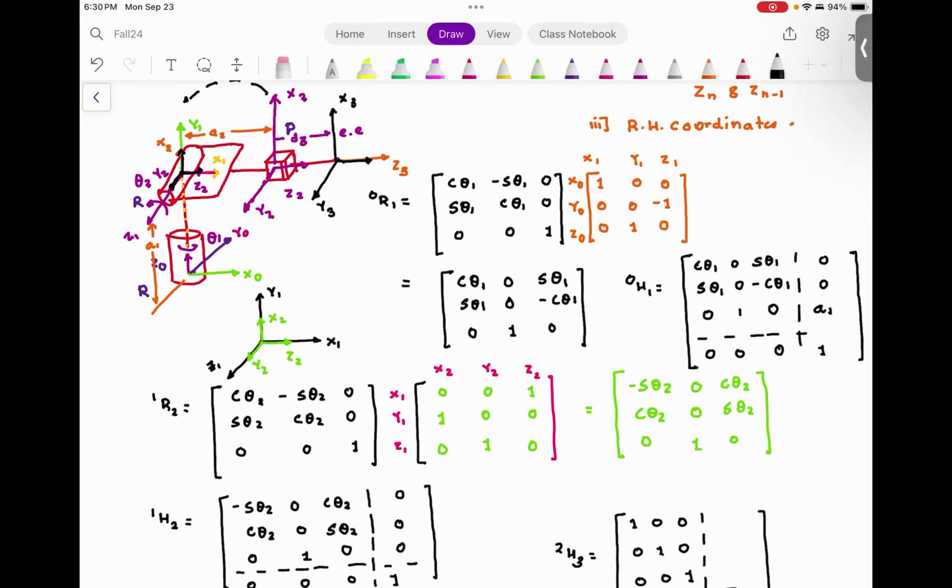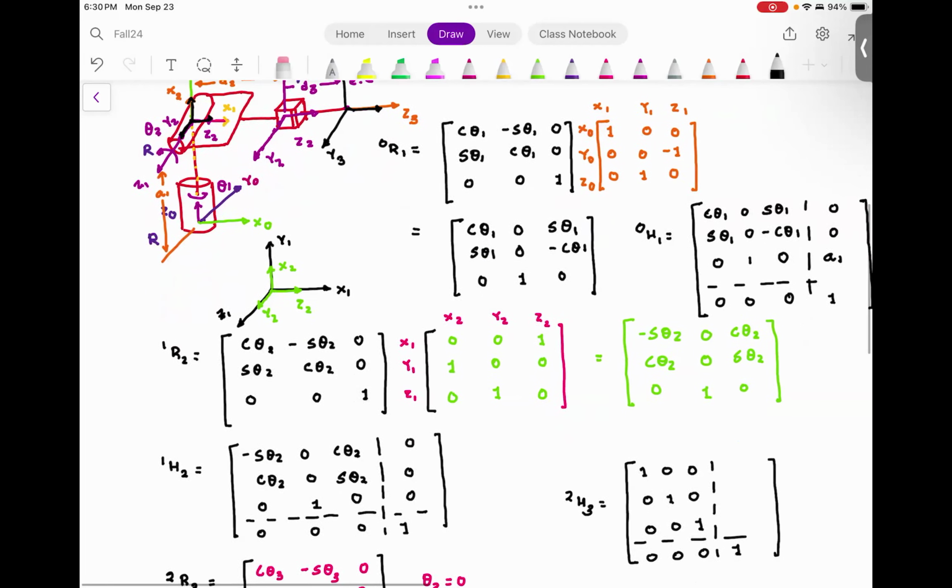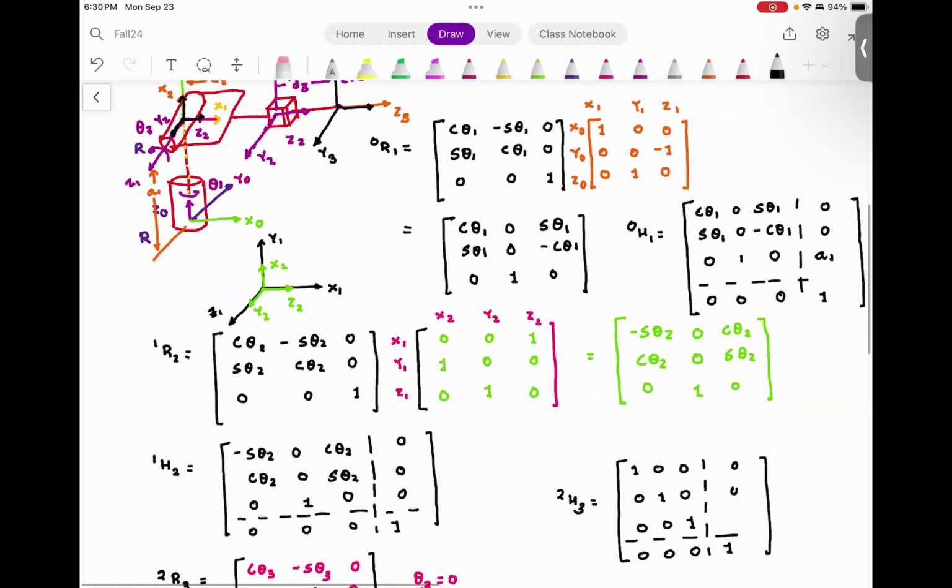0 0 0 3 plus 3. Correct. So it will be 0 0 0 0, and the last one would be a3 plus, no, a2 plus d3. Are you with me? Yeah.